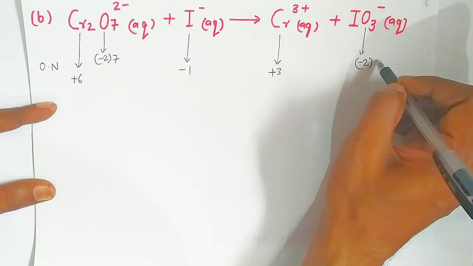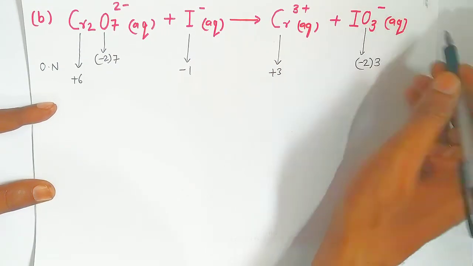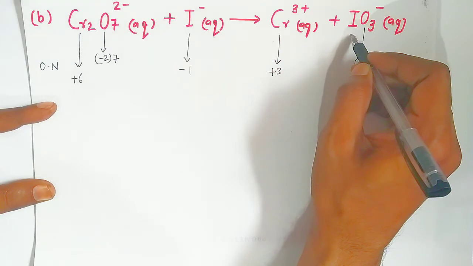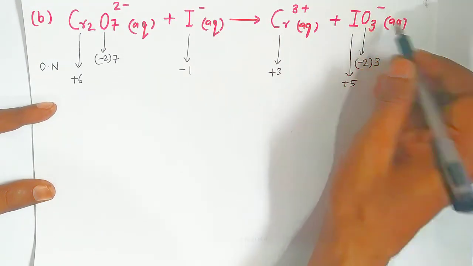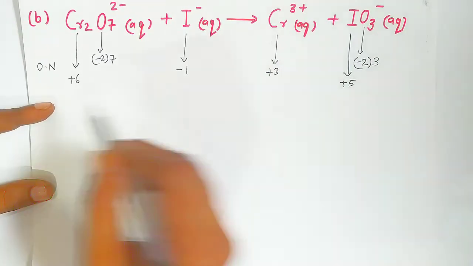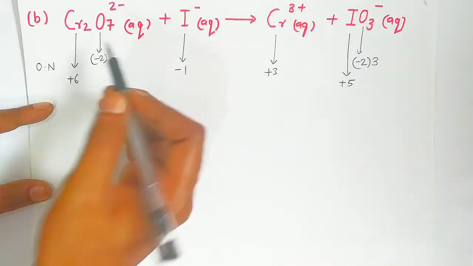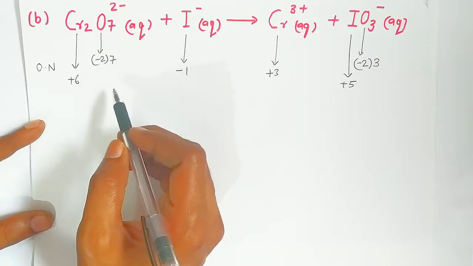Now here oxygen, students, is -2. How many oxygen atoms? 3 oxygen atoms. So 3 times -2 is -6, on that side it will go, it becomes +5. So +5 will be the oxidation number of iodine in IO3 minus. Okay students, once you have written the oxidation number of all the atoms, reactant as well as product, now see which oxidation number is increasing.